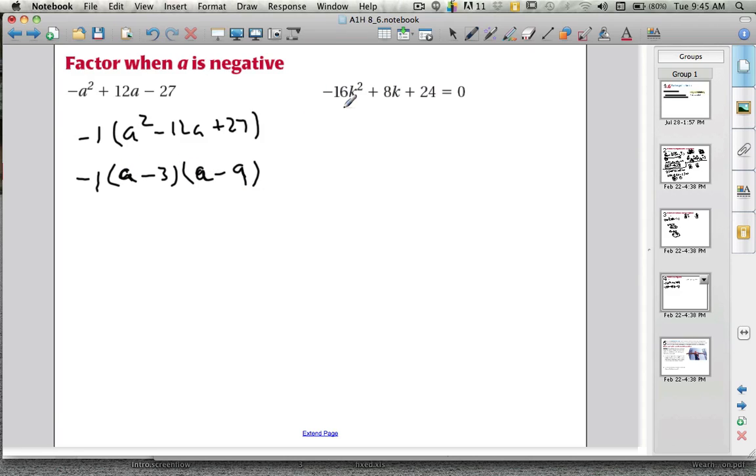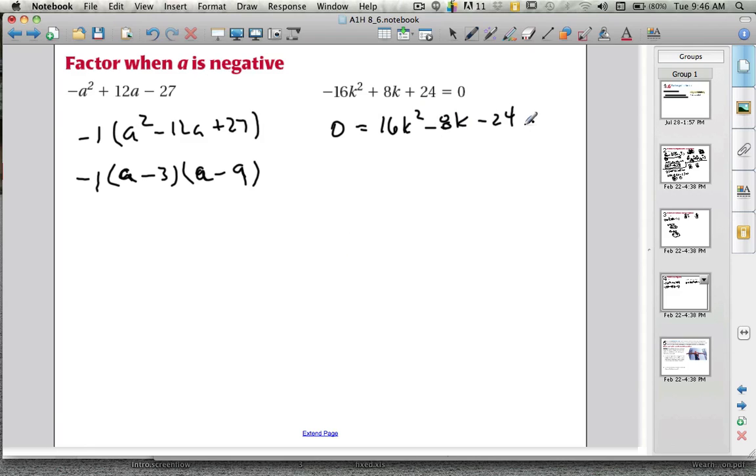Okay, another way you could look at this whole factoring a negative 1 out of everything is you could say, well, I'm going to move everything to the other side. And if I do that, then I know I'll have nothing over here, and I will add 16k squared. I will subtract 8k. And I will subtract 24. And you see now I have a positive leading coefficient, and I didn't really factor the negative 1 out. Instead, I just added or subtracted to get everything onto the other side.